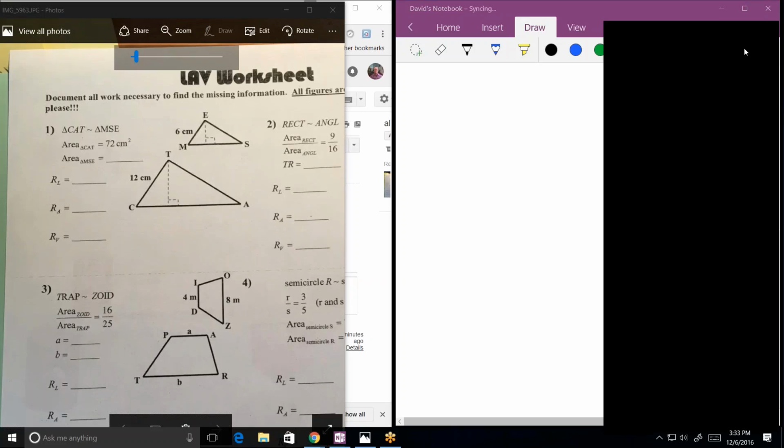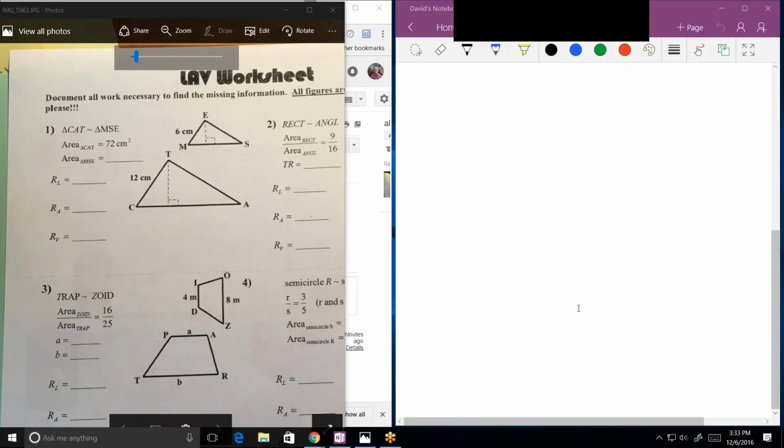Now, the thing that's important to know is that the area ratio is the square of the linear ratio, and the volume ratio is the cube of the linear ratio. Okay, you understand why? Yeah.